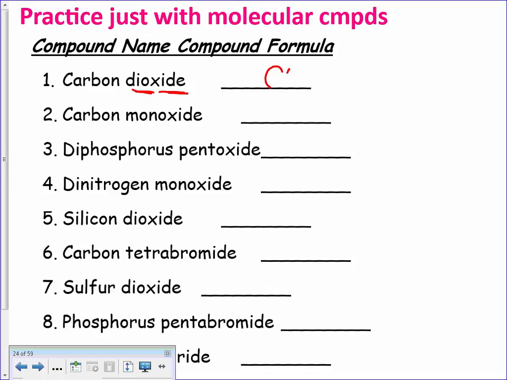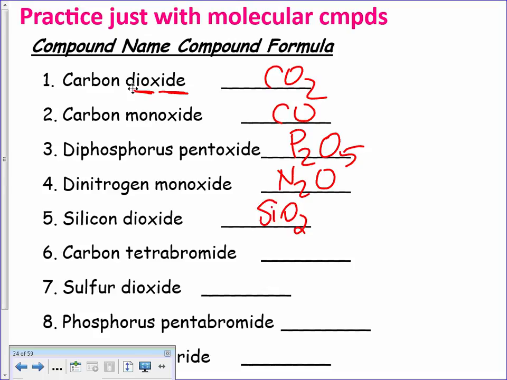I know the first one's CO2. I know the second one we just did was CO, carbon monoxide. Next. I hear you, P2O5. Diphosphorus pentoxide. Next. H2O. N2O. Good. Monoxide. Good. Next. SiO2. And that's actually like quartz. That's sand.